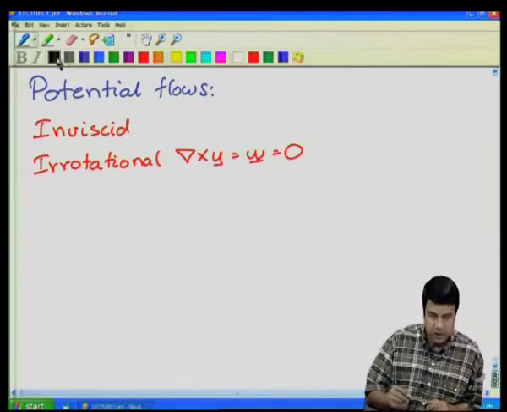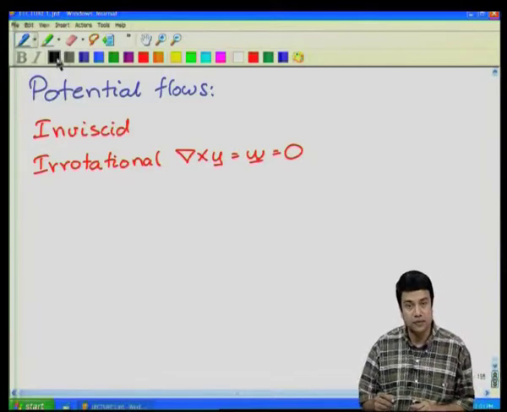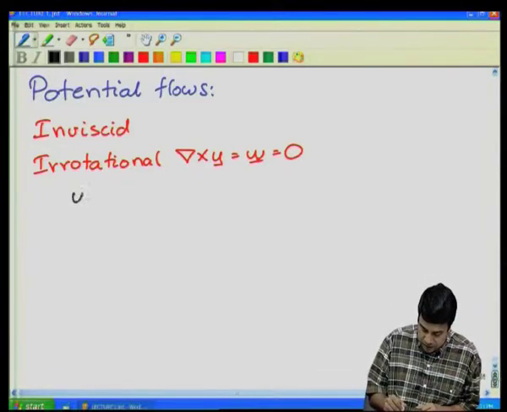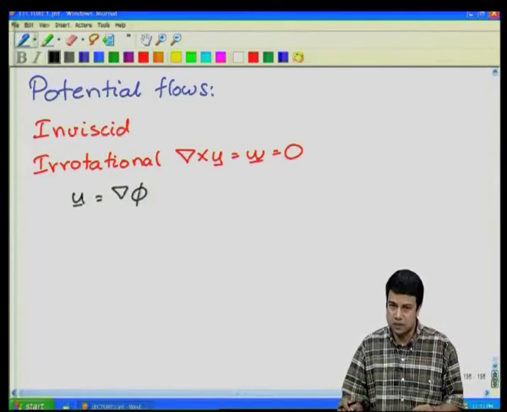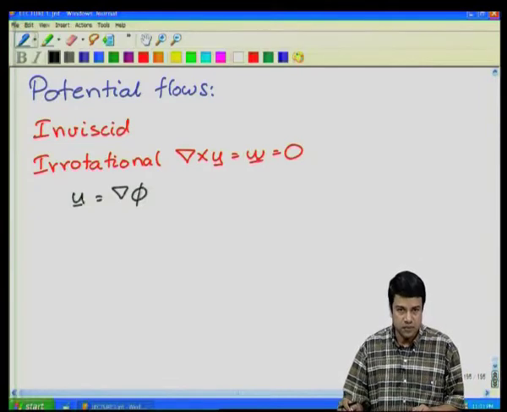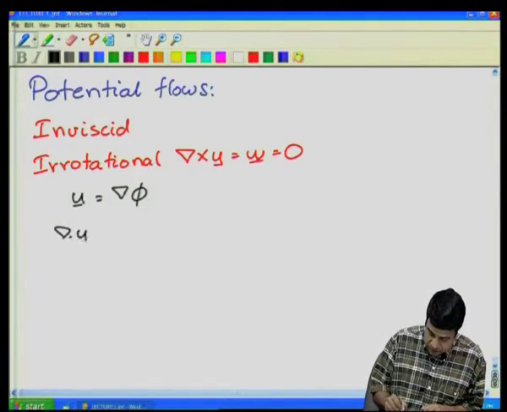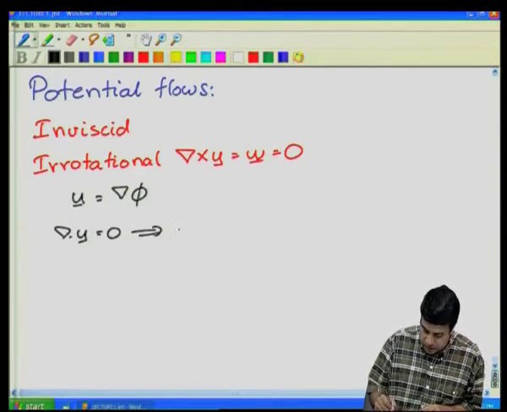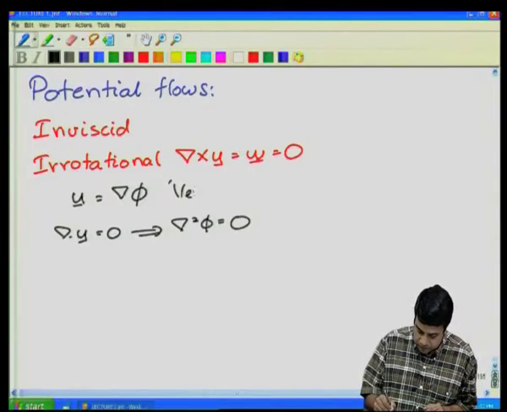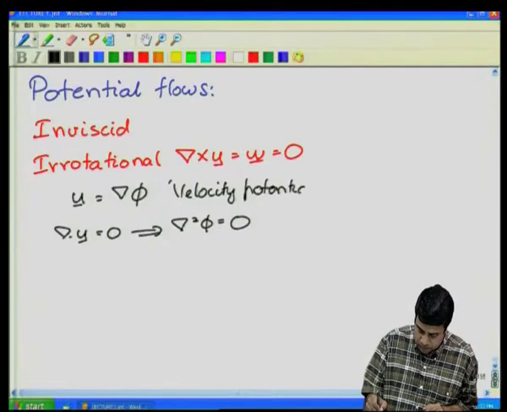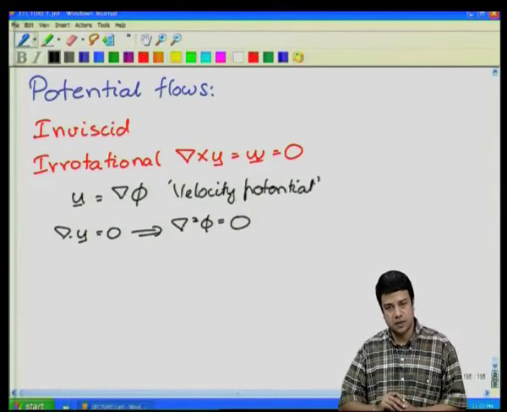We had derived the conservation equations for this case. Since the flow is irrotational, the velocity can be written as the gradient of a potential, because the curl of a gradient of a scalar is always equal to 0. Once we do that, we get the mass conservation equation. The divergence of velocity is equal to 0 reduces to del square phi is equal to 0. Phi is called the velocity potential.